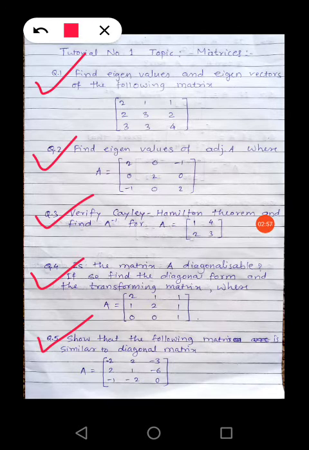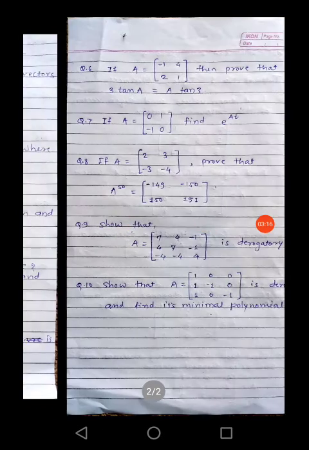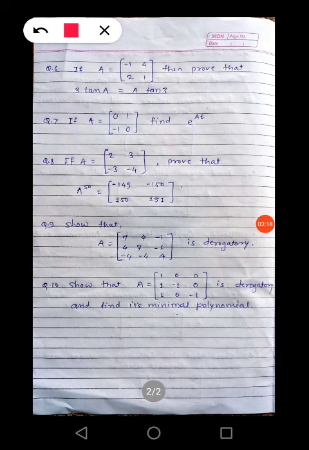Now see the fifth one: show that the following matrix is similar to a diagonal matrix. That means you have to write the characteristic equation of this matrix, then find the eigenvalues, and then the diagonal form. Now let's see question number 6.